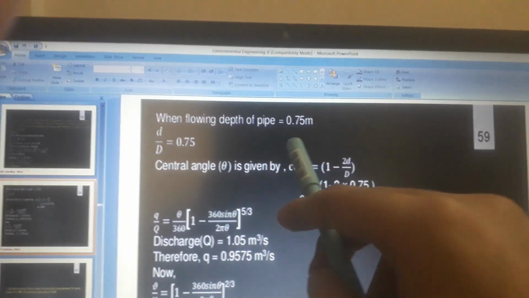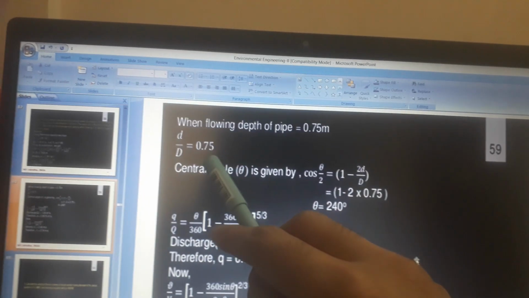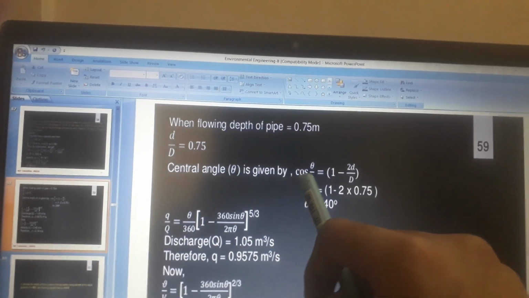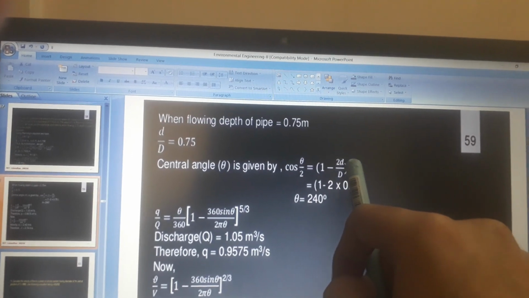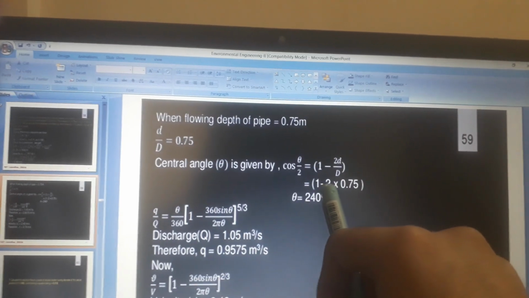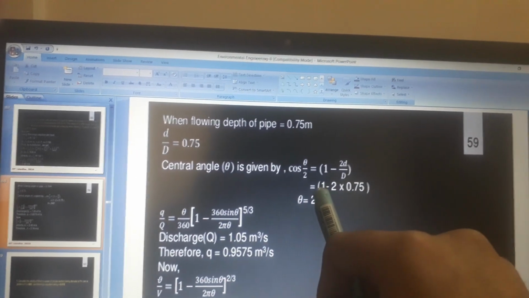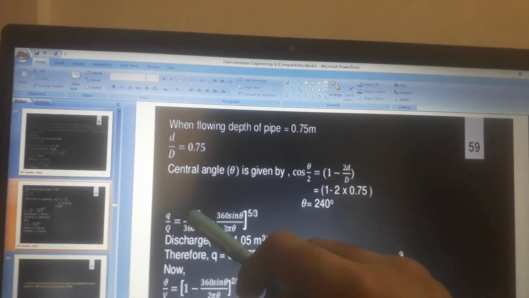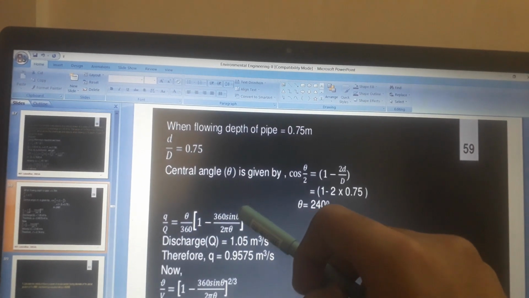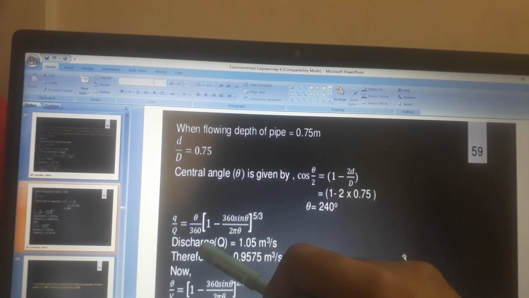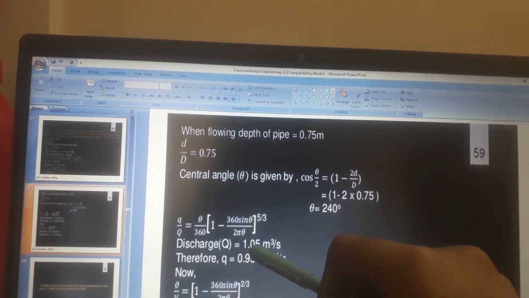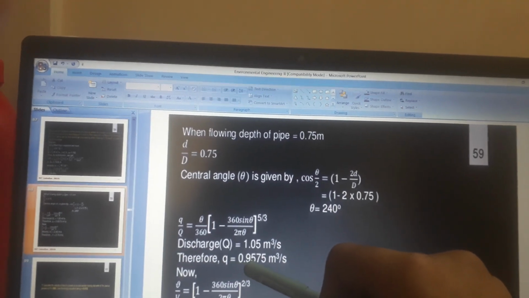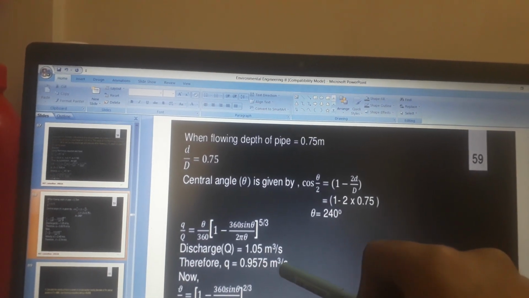Water flowing depth of pipe is 0.75 meter. Small d by capital D is equal to 0.75. Center angle theta is given by cos theta by 2 is equal to 1 minus 2d by capital D is equal to 1 minus 2 into 0.75. Theta is equal to 240 degree. Small q by capital Q is equal to theta by 360 into 1 minus 360 sin theta by 2 pi theta whole raised to 5 by 3. Discharge capital Q is equal to 1.05 meter cube per second. Therefore, small q is equal to 0.9575 meter cube per second.